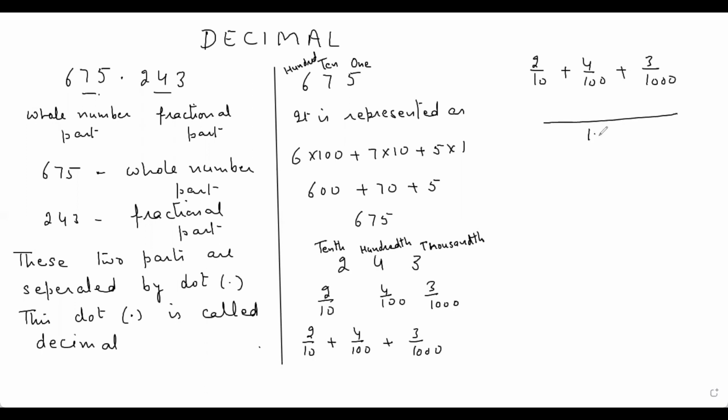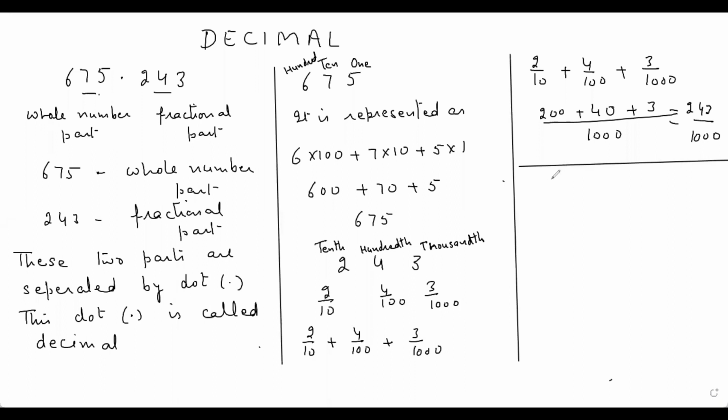Now LCM is 1000. This is 200. This is 40. This is 3. So this is 243 by 1000. So fractional part is equal to 243 by 1000.